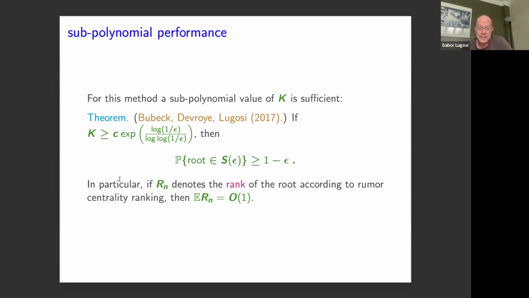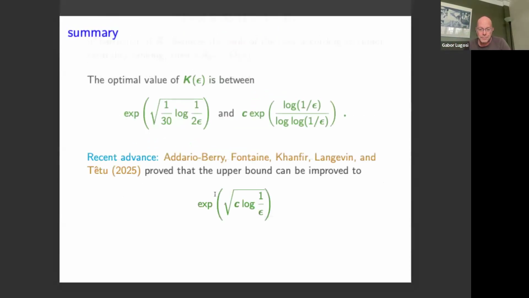Another nice byproduct is that the rank of the root, if we rank vertices according to rumor centrality, is actually of order 1, as opposed to log n, which was the case for Jordan centrality. So the optimum ranking is actually remarkably good.